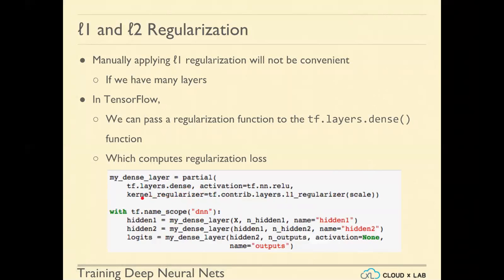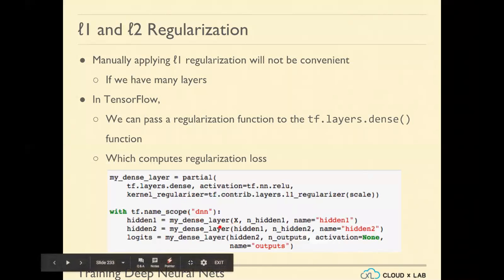Let me rephrase what I just said. The dense function of TensorFlow has one of the arguments called kernel regularizer. We could just pass any regularizer to it, and it would basically apply that one at every point.